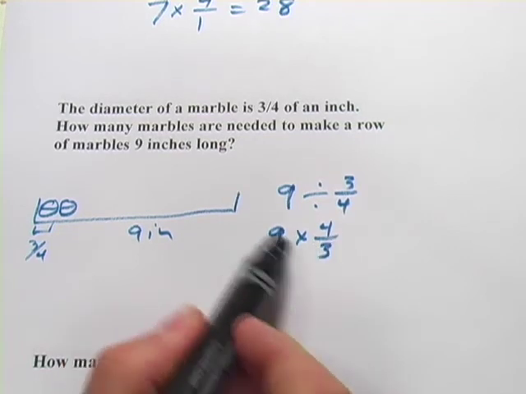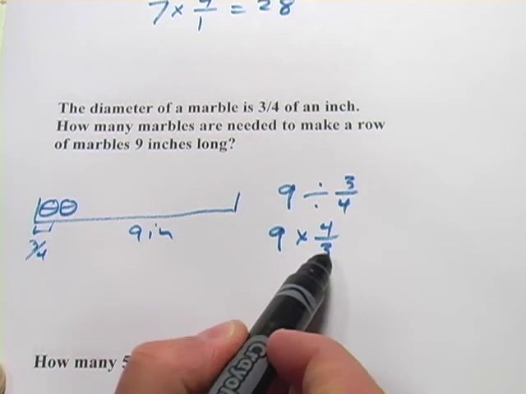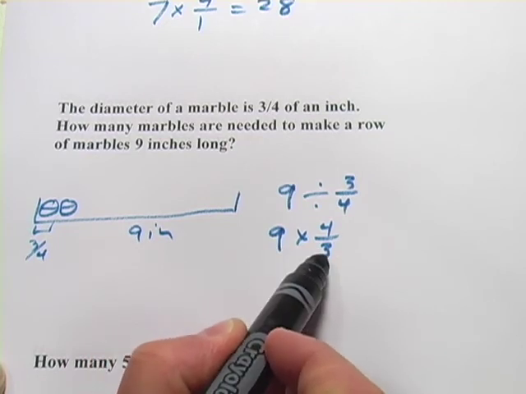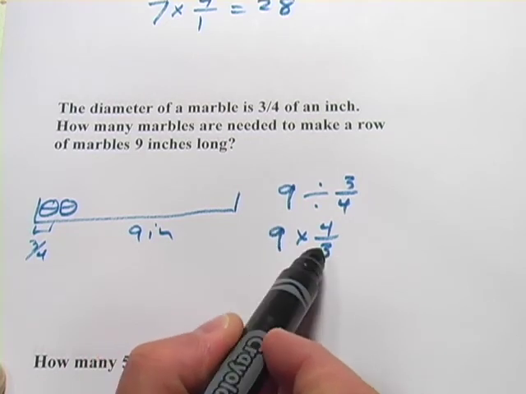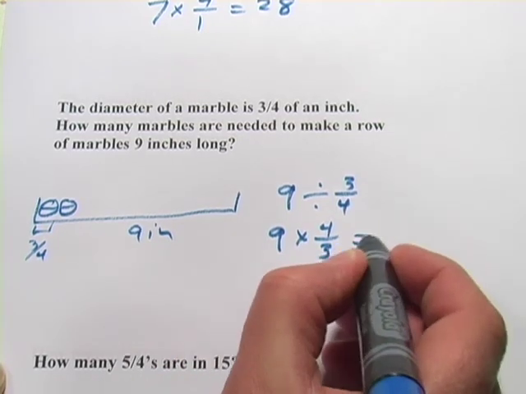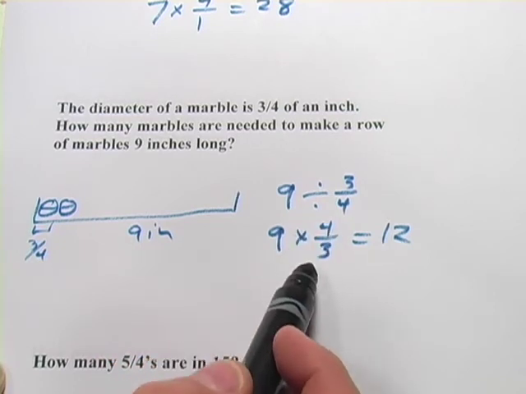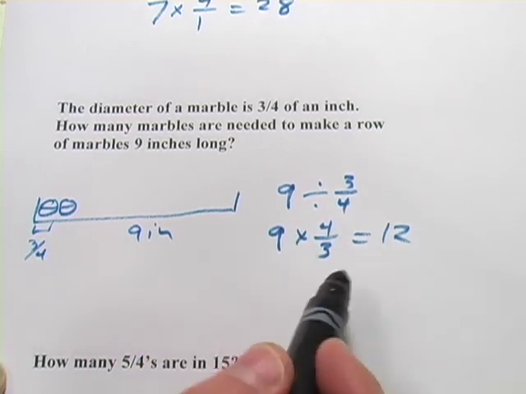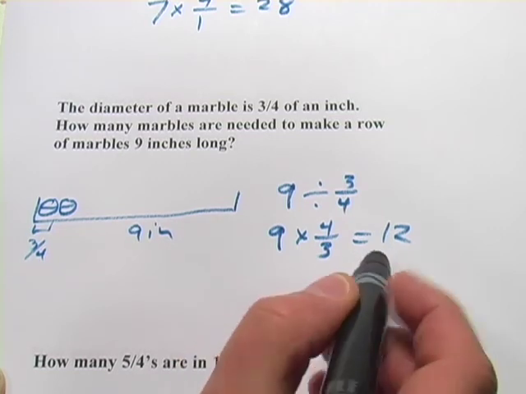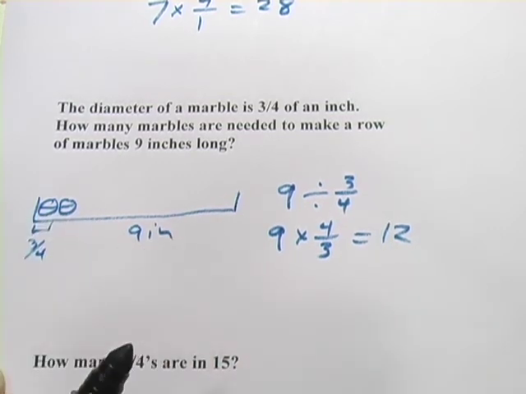And then to figure this one out in my head, what I really like to do if I have a fraction that I'm multiplying by, I try to divide by the denominator first. So 9 divided by 3 would be 3, and that times 4 would be 12. You could also say 9 times 4 is 36 and divide that by 3, and it's still 12, same thing, but I like the other way better. So the answer here is 12 marbles of 3/4 of an inch long would fill up that 9-inch area.